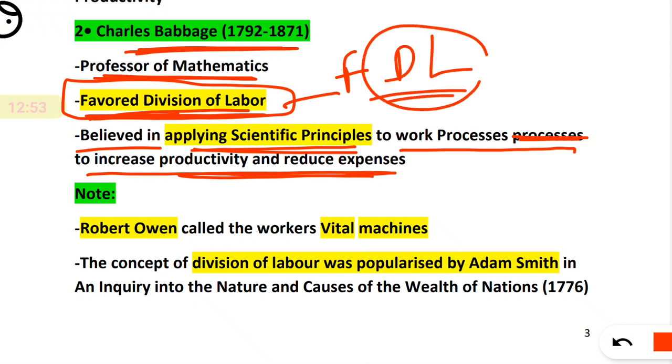Who favored the division of labor? Charles Babbage. According to Charles Babbage, you should apply the scientific principle to the work process to increase productivity. And how? By dividing the labor. So remember, who favored the division of labor? Charles Babbage has favored the division of labor. And how? By applying scientific principles to the work processes.